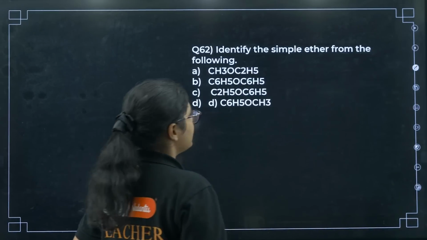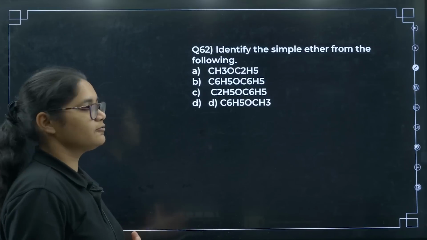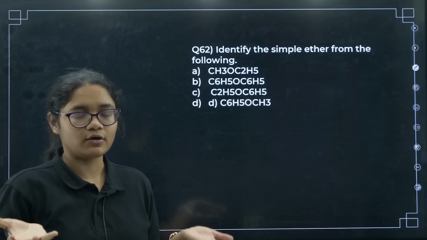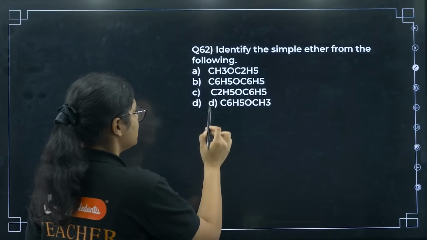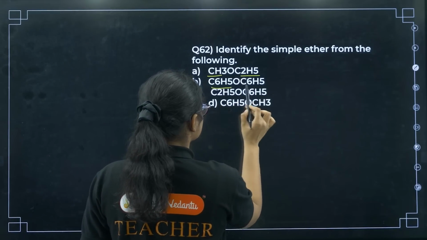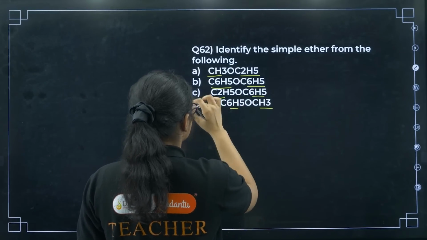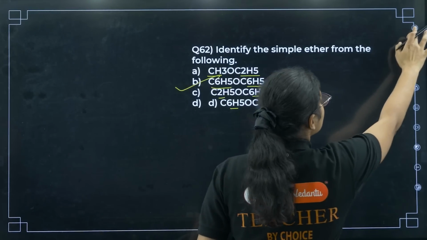Next, we have identify the simple ether from the following. Simple ether means both sides of the O should be same. Here you can see it is different. This one is same. This is different. This is different. So option number B here.